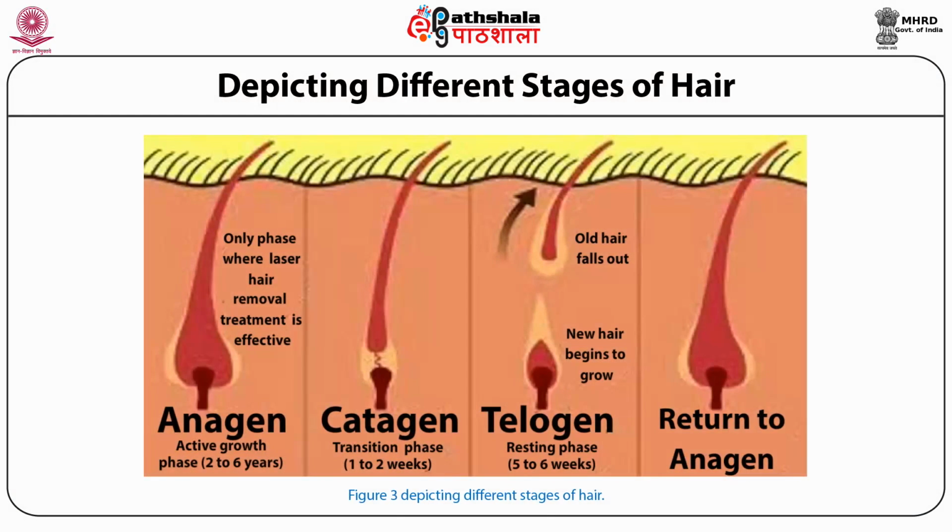We see in the figure that anagen is the first stage, the active growth phase, that is 2 to 6 years. Then the second stage, catagen, is a transition phase, that is 1 to 2 weeks, and telogen is the resting phase, that is from 5 to 6 weeks. This shows the different stages of a hair from the childhood or the fresh hair to the old hair.